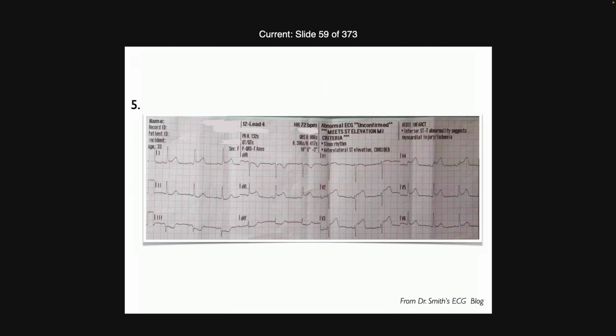And here's the final one. Again, this one was 20 minutes after the start of the one that the monitor was calling normal. If you compare number 1 to number 5, it's very dramatic. And remember, this is a 33-year-old female. So, I thought that was a really good case.